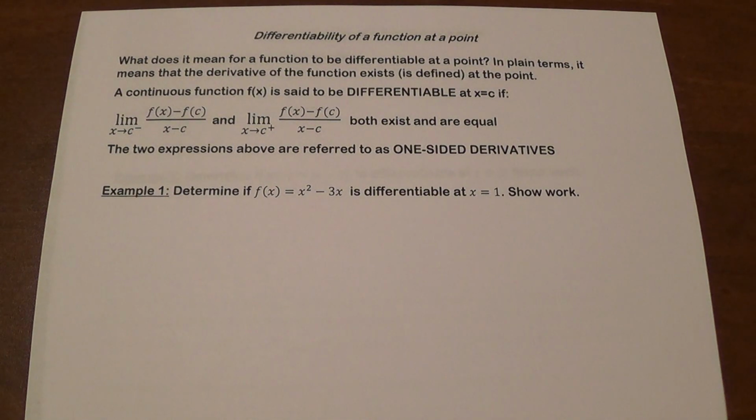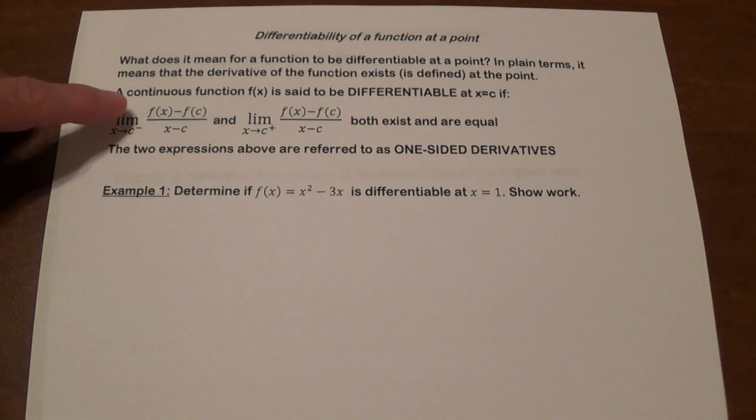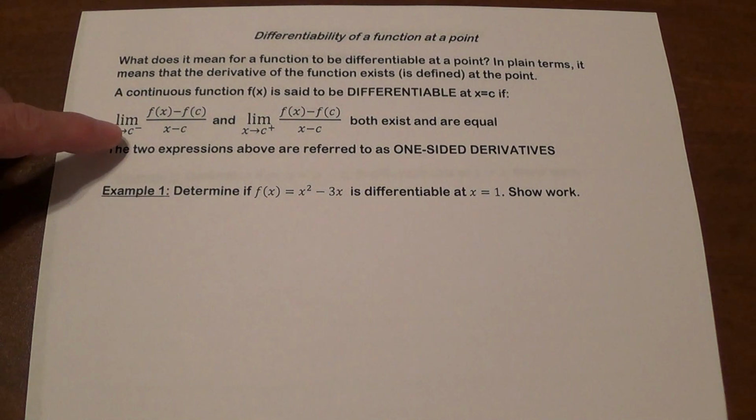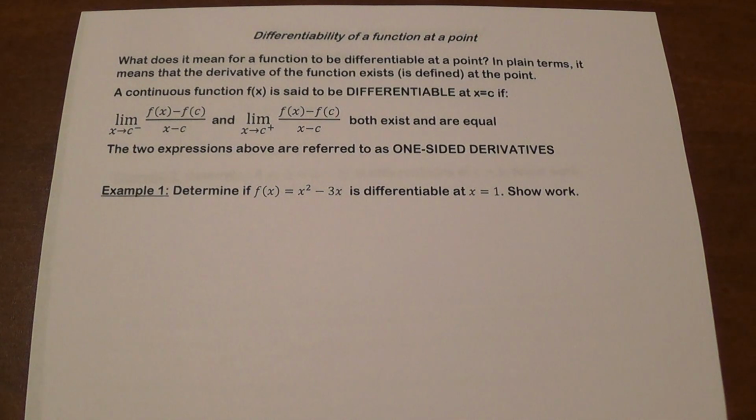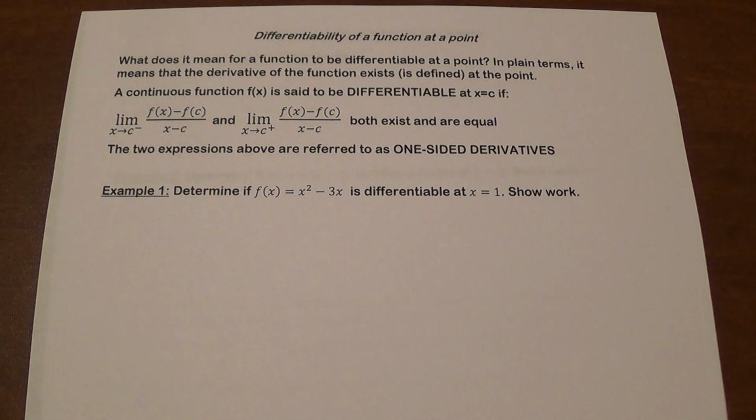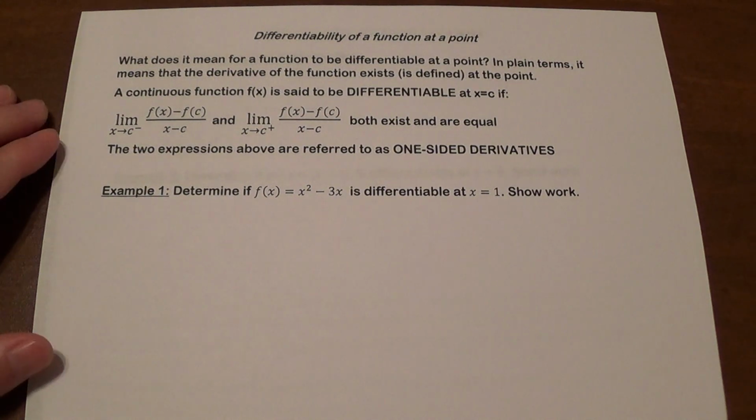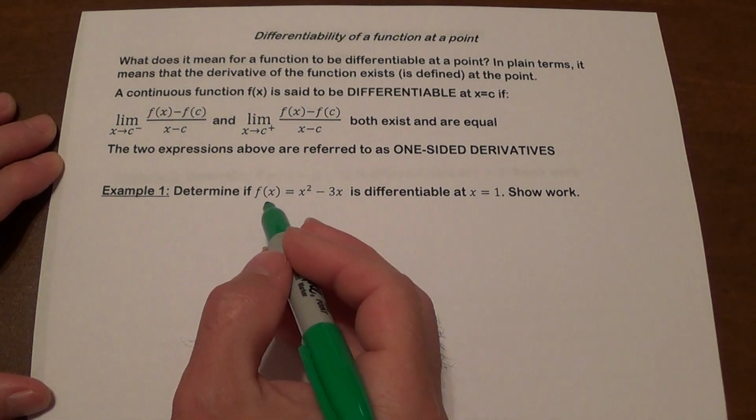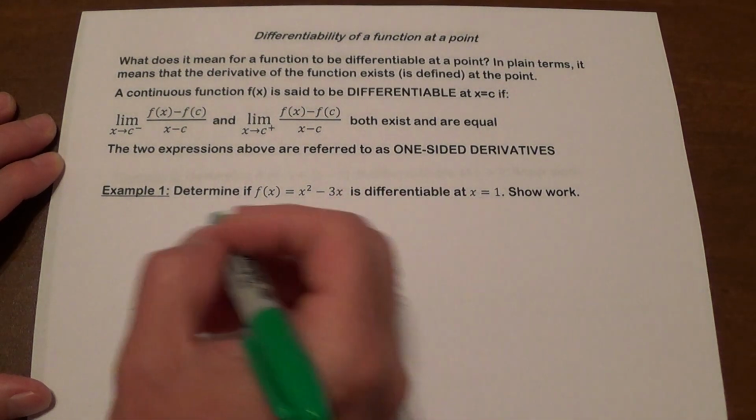So what these expressions are, these are difference quotients with limits as x approaches c from the left and from the right. This is what we call one-sided derivatives. So if these two expressions are equal, then the derivative will exist and the function will be differentiable at a point. So let's see how this works. With this example, determine if this function is differentiable at 1.